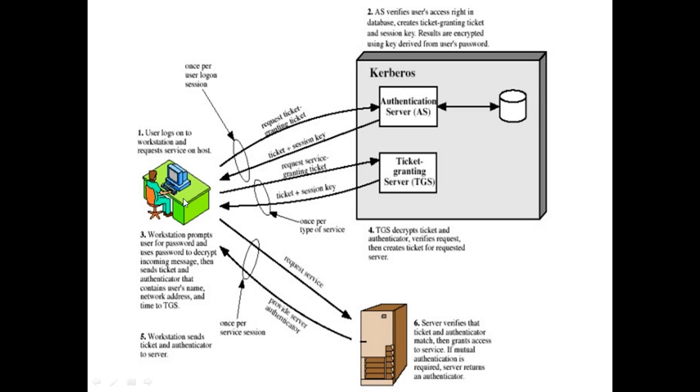Next, once the client receives this, it will send the ticket granting server's ticket and request the service. The ticket granting server will respond to this by sending a ticket along with the session key. This is once per type of service session. Next, once the client receives this, it will send the request to the actual server, and all the verification is done, and the service is provided to the user. This is Kerberos version 4.